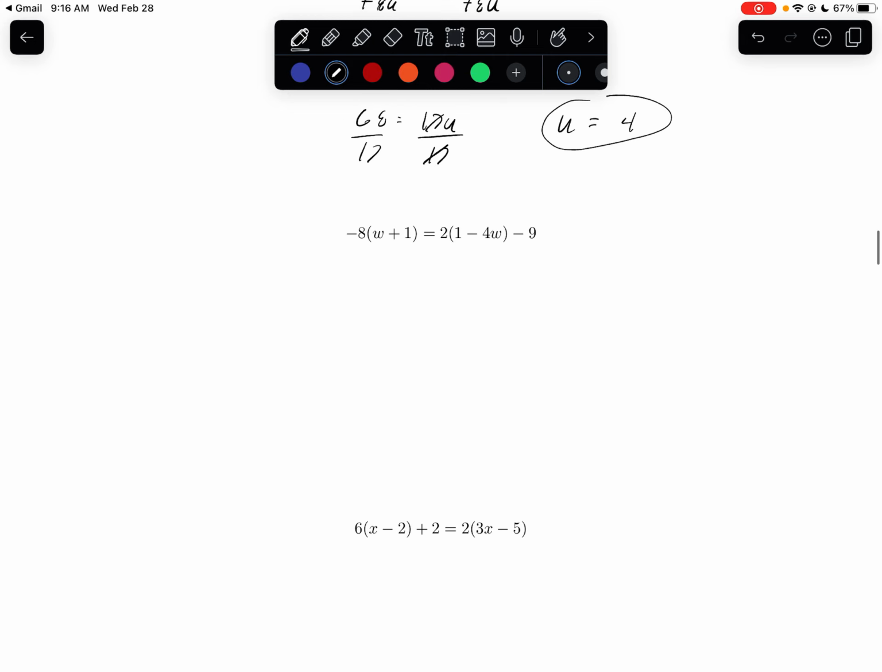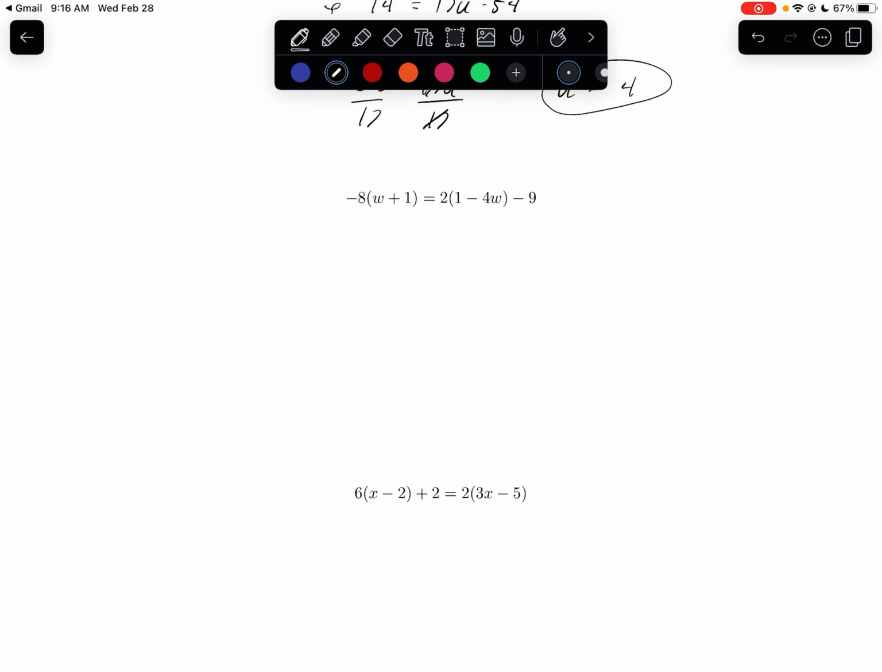Okay, how about this one? Here we have negative 8 times w plus 1 is equal to 2 times 1 minus 4w minus 9. So let's start by distributing the negative 8 and the 2 on each side here. Okay, so negative 8 times w plus 1, that's minus 8w minus 8. This is going to be equal to, when we distribute the 2 here, we'll have 2 minus 8w minus 9. And now let's combine all of our like terms over here.